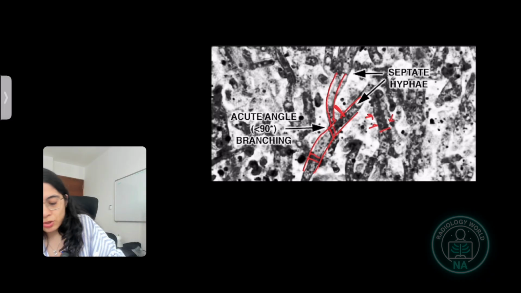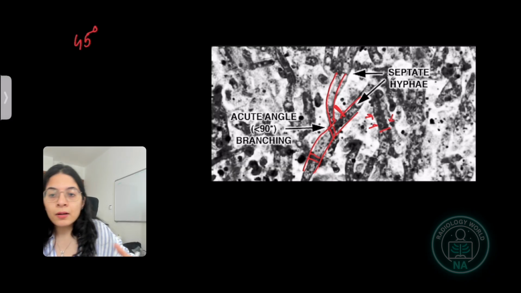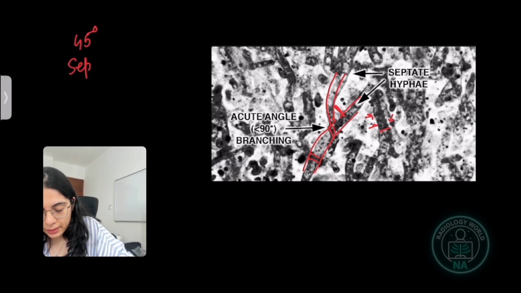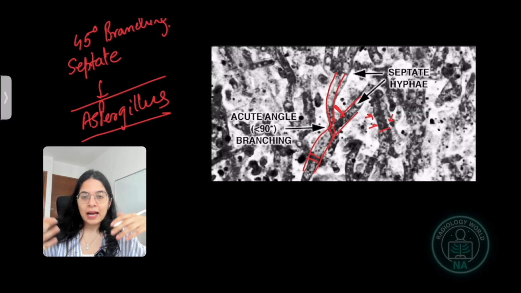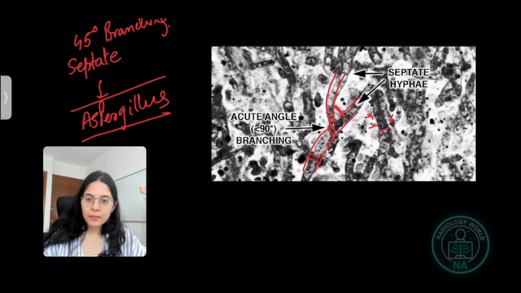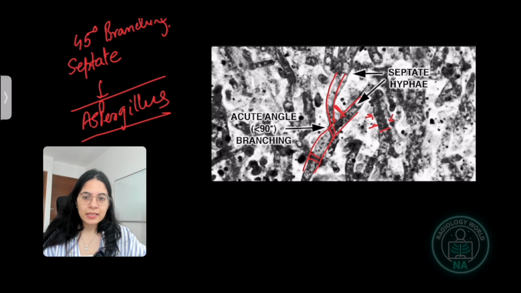It is 45 degree. So if they are basically testing you with 45-degree branching, septate hyphae, what they are basically testing you for is Aspergillus organisms. Okay, so this is very classically tested, 45-degree branching and septate. This is Aspergillus, whereas its counterpart, which is Rhizopus or Mucormycosis, will have 90-degree branching and they are usually aseptate. Okay, so this is commonly tested, so that is why I have included.